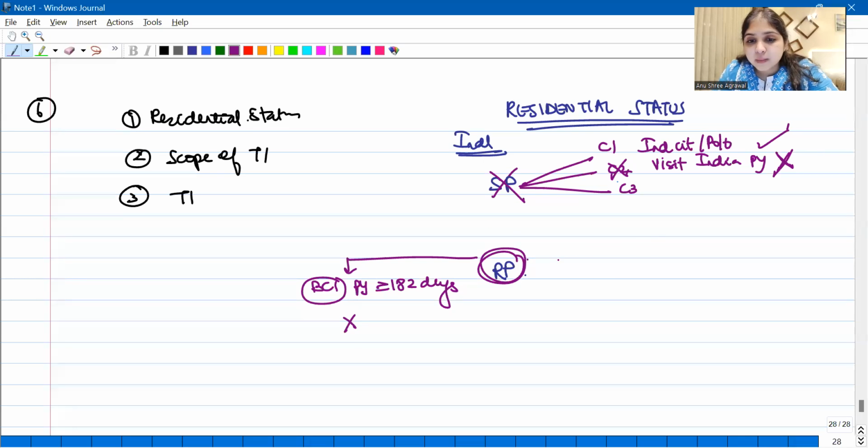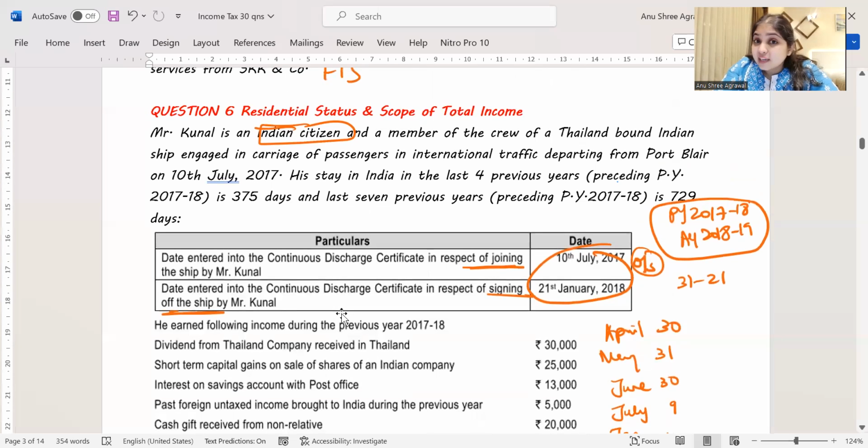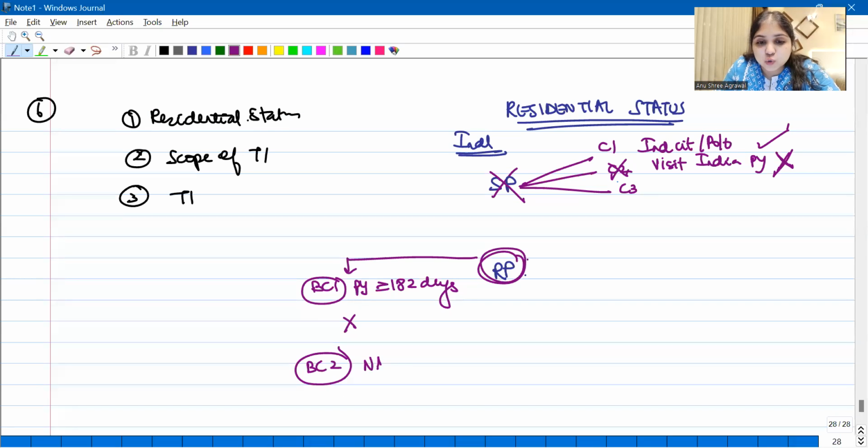Now comes basic condition 2. Regular provision, basic condition 2, what are you supposed to do? Pause. Think: is my assessee an Indian citizen leaving India as a crew member of an Indian ship? Yes, my assessee is an Indian citizen, and he is leaving India as a crew member of an Indian ship. Therefore, will basic condition 2 even apply? Basic condition 2 will not even apply. So, basic condition 1 is not fulfilled, and basic condition 2 is not applicable.